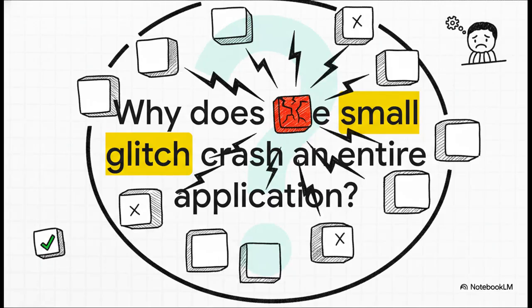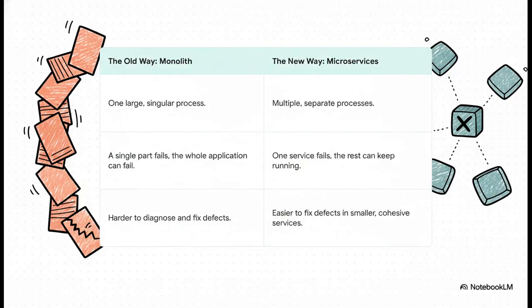But first, let's start with a situation that's, well, probably a little too familiar for anyone who's ever built software. You've seen this happen, right? A single tiny bug in one little corner of the system starts a domino effect, and before you know it, the whole application comes crashing down. It is an absolute nightmare scenario, and it really points to a big problem with the old way of building things.